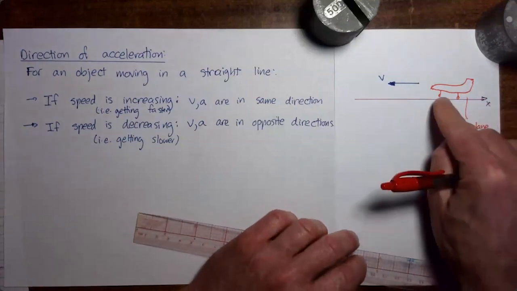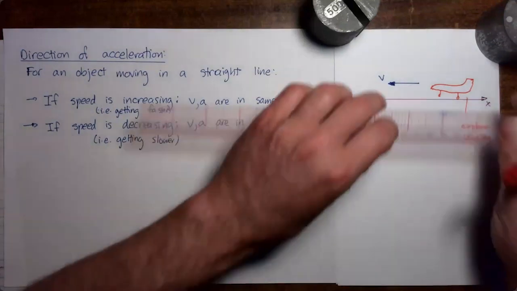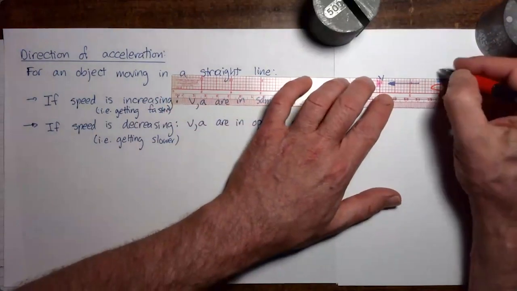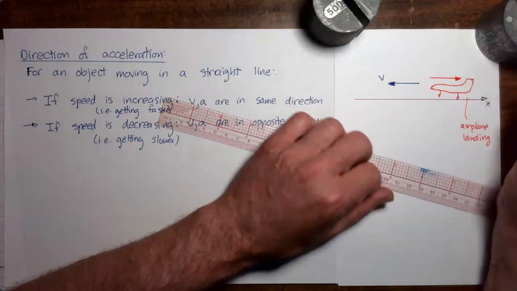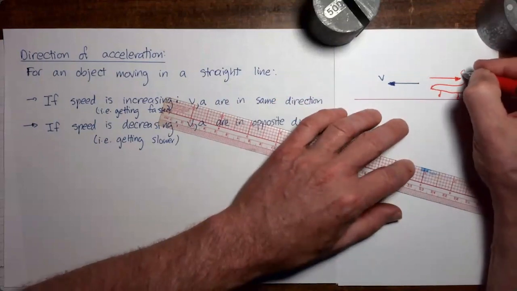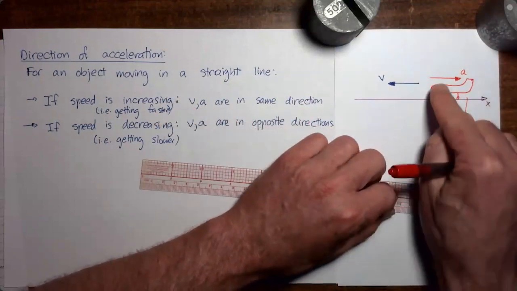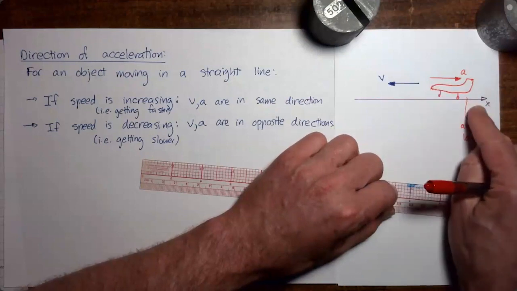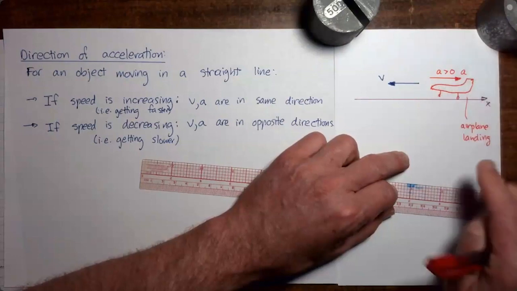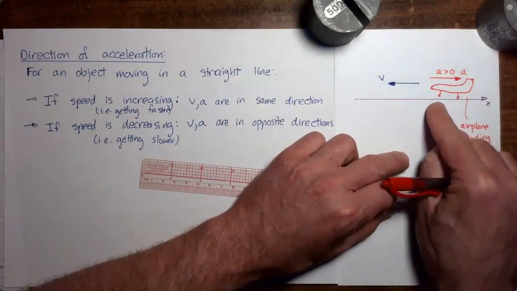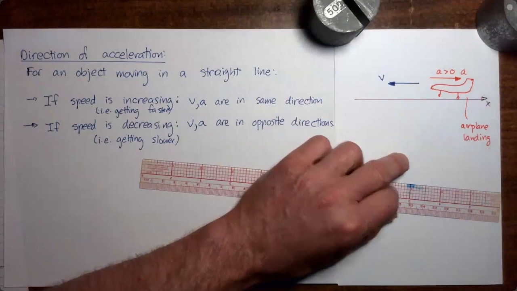Okay, so in this case, the object is getting slower. When the object is getting slower, the acceleration is opposite the velocity. Since the velocity is to the left, that means our acceleration is to the right. And since our acceleration is now pointing in the plus x direction, the acceleration must be positive. So here we have an object which is getting slower, and the acceleration is positive.